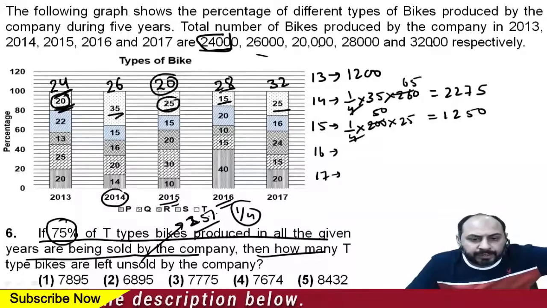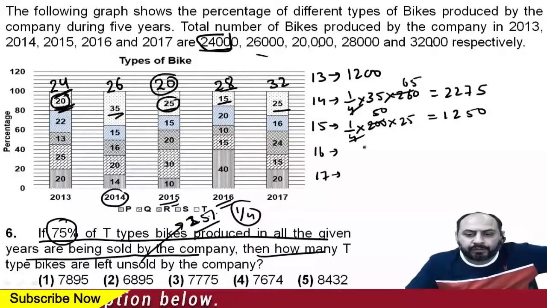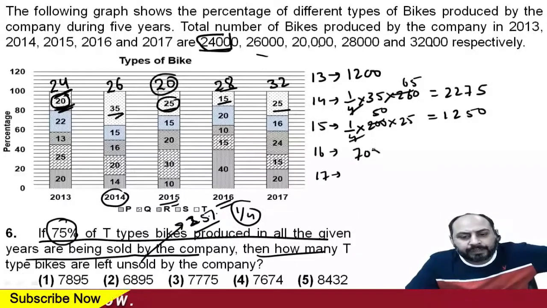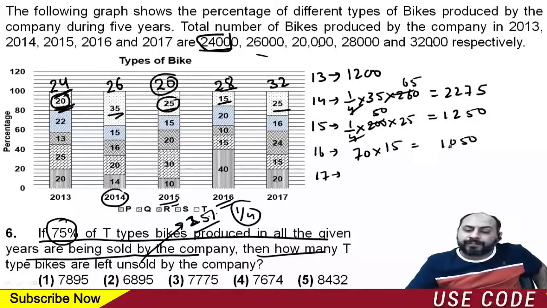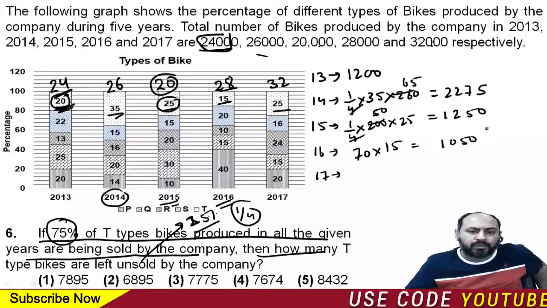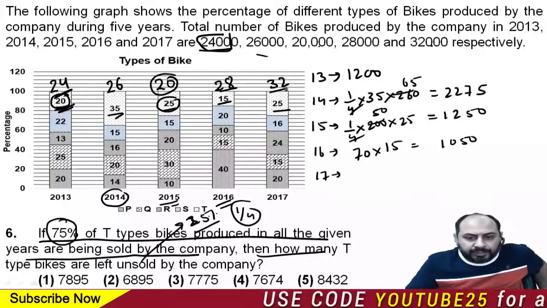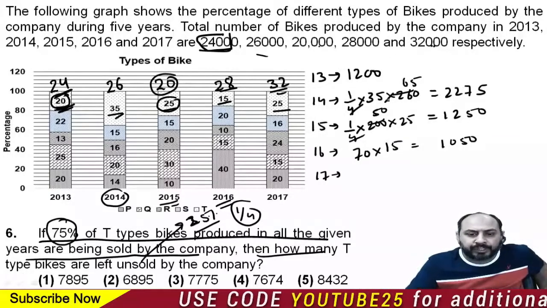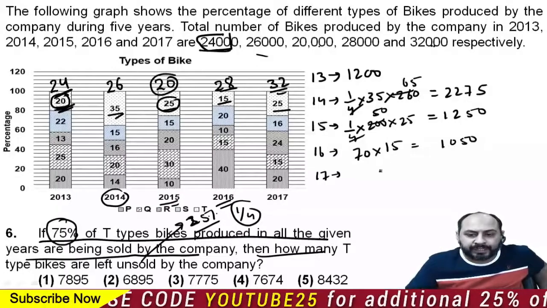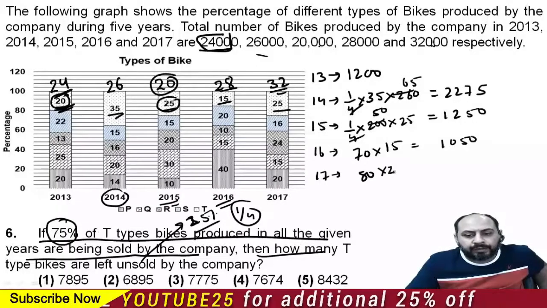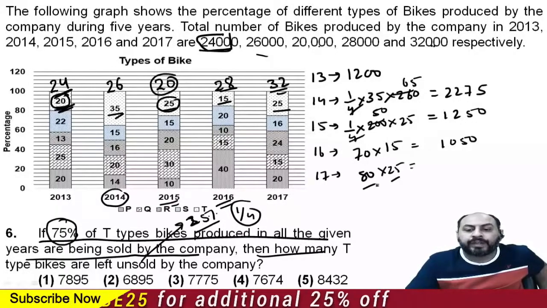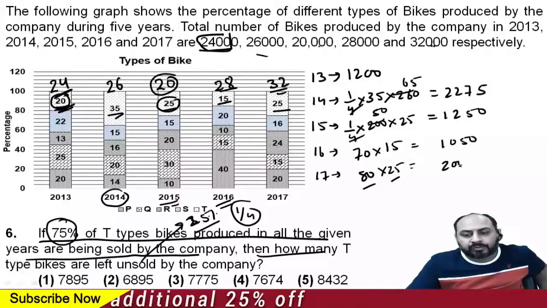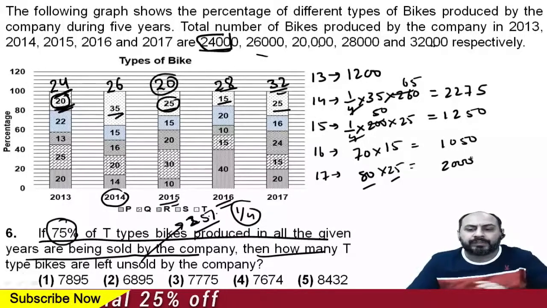2016. So again 28. So 280, 1/4 of 280 is 70, and 70 into 15. So 1050. 15 sevens is 105. So 1050. Now comes 32. So 1% is 320. So 1/4 of 320 is 80, and 80 into 25. So 25 8s is 200. This becomes 2000. Right. So we need to add these values.